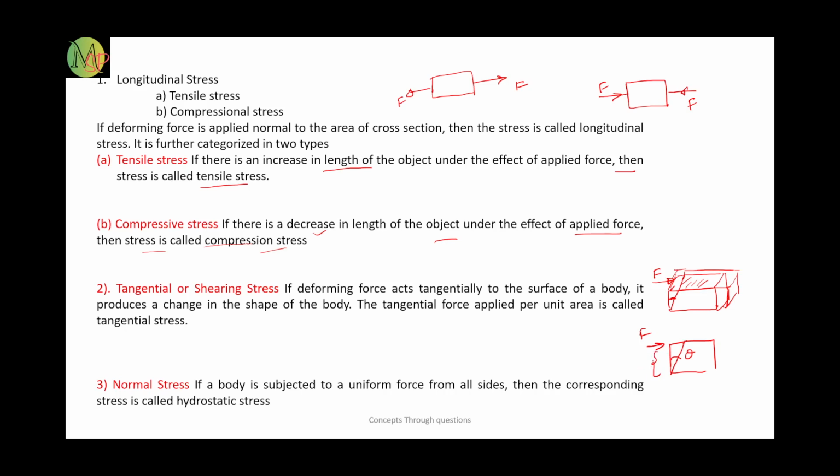So if you take this as x or h, and this as force F, then tan theta is equal to F divided by x. So by using this theta, we are going to define the shearing stress or tangential stress. If a deforming force acts tangentially to the surface of a body, it produces a change in the shape of the object. The tangential force applied per unit area is known as the tangential stress. Clear?